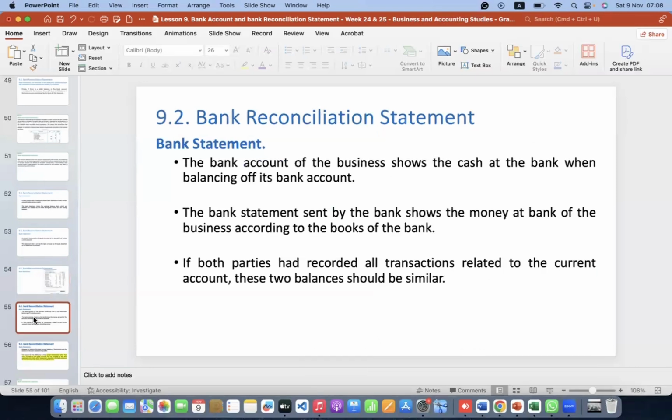The bank account of the business shows the cash at the bank according to the business's books. The bank statement sent by the bank shows the money at the bank of the business according to the books of the bank. If both parties had recorded all transactions related to the current account, these two balances should be similar.